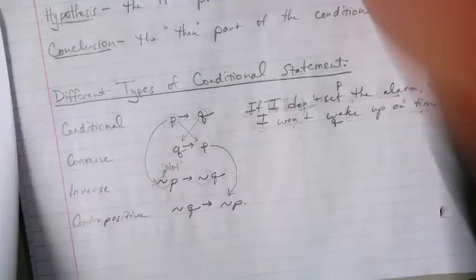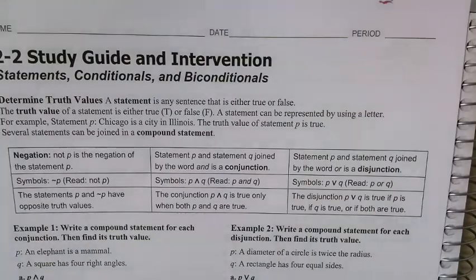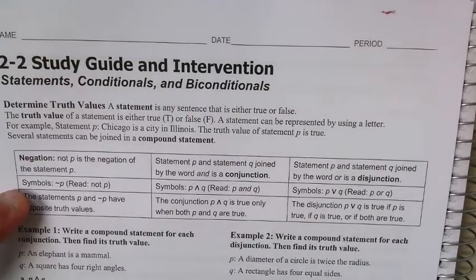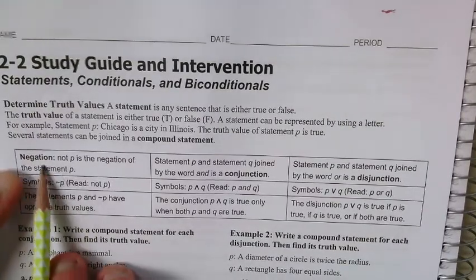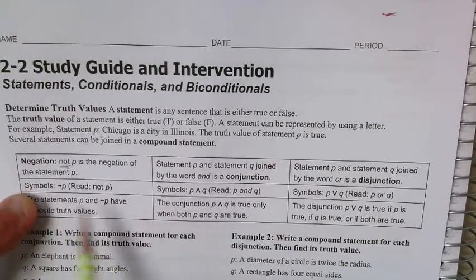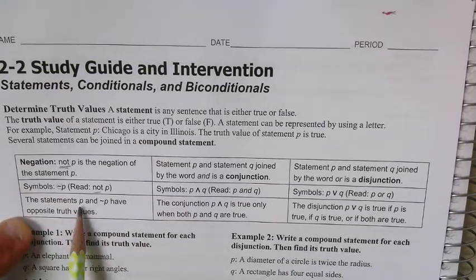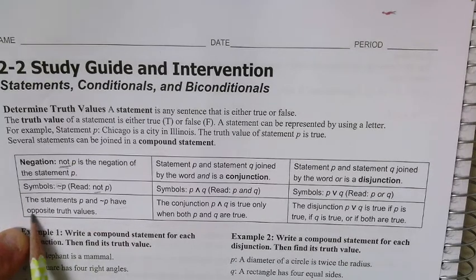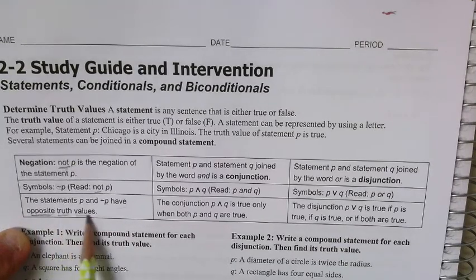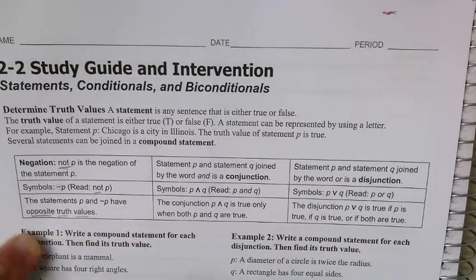And I'm going to walk you through just a couple more things when it comes to these conditional statements. Okay? So again, we're still working on our logic here. And so here's what I want you to see. We just talked about the negation. It's not. Again, that's the symbol for not. You see it right there. The statements P and not P have opposite truth values. Okay? So opposite truth values.